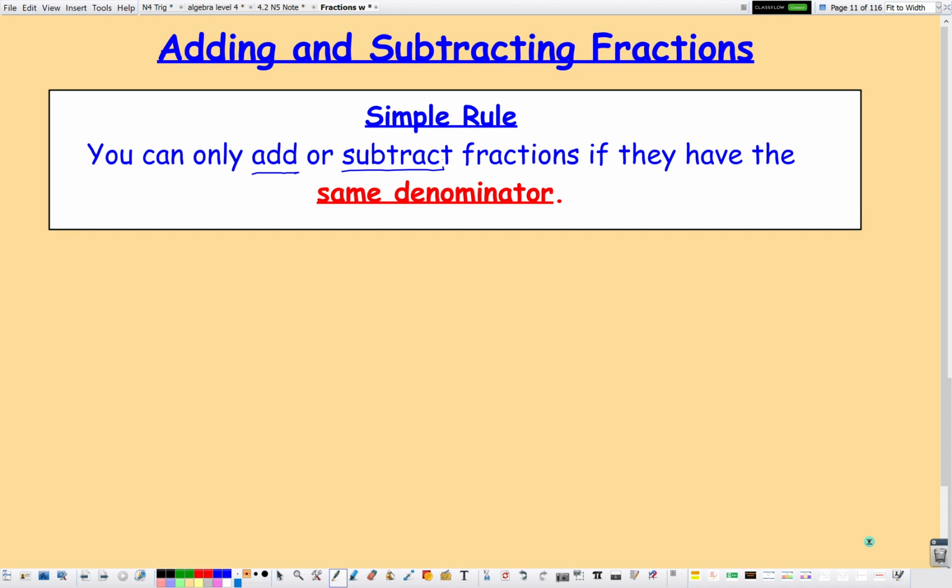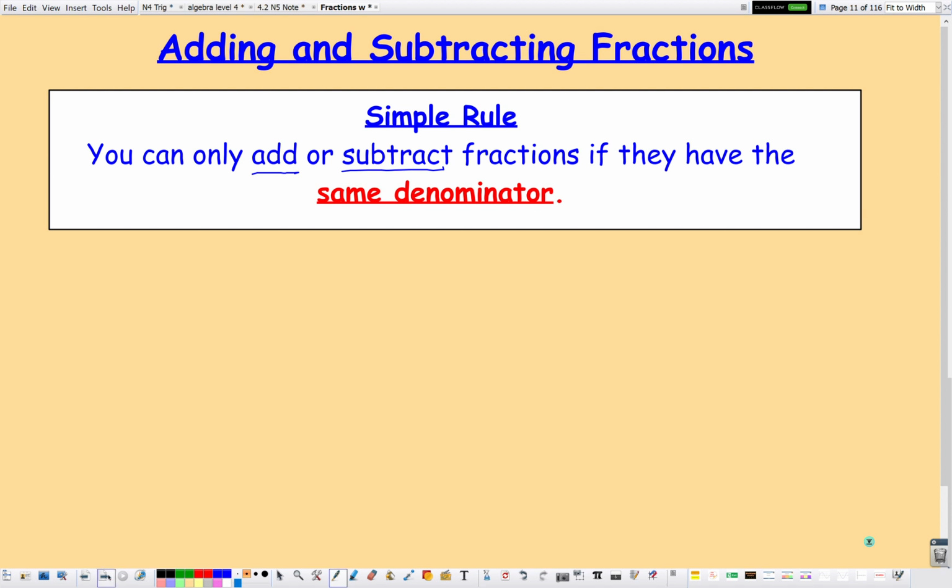Right? That is a really, really golden, important, mega crucial rule to remember here, that you can only add or subtract fractions, any type of fractions, if they have the same denominator. So please copy that rule into your jotters. And then we're just going to do 3 fairly simple examples, and then you're going to get going.